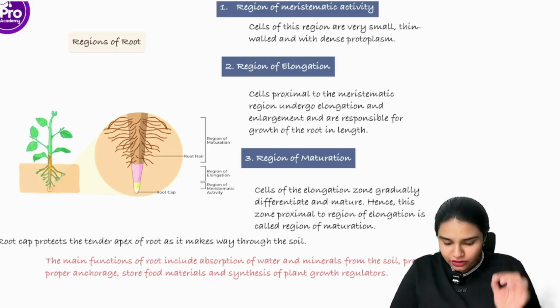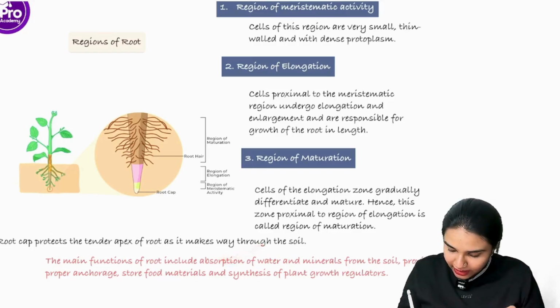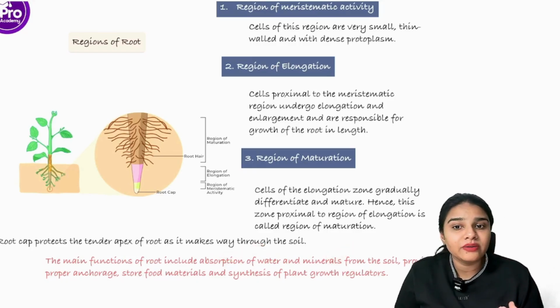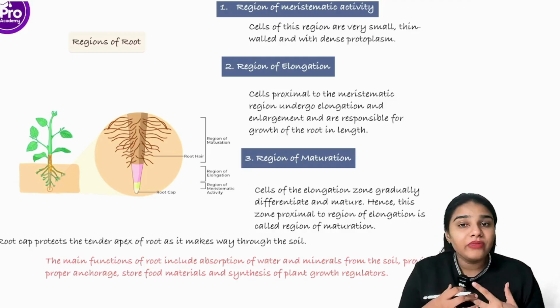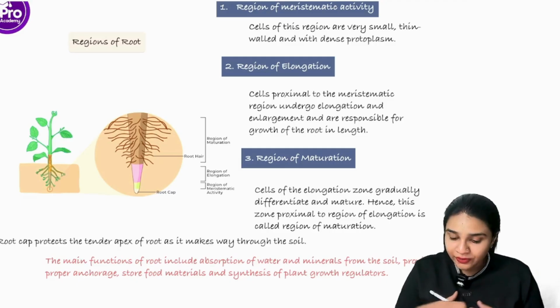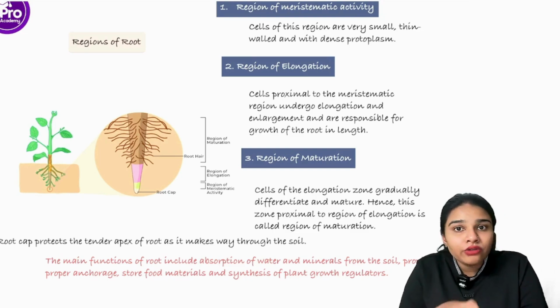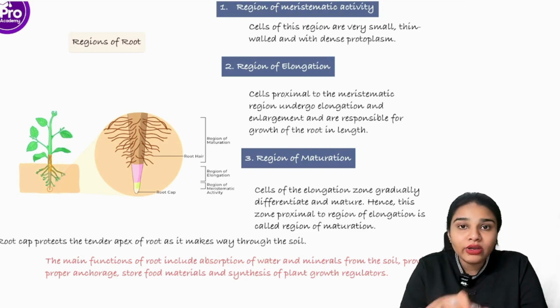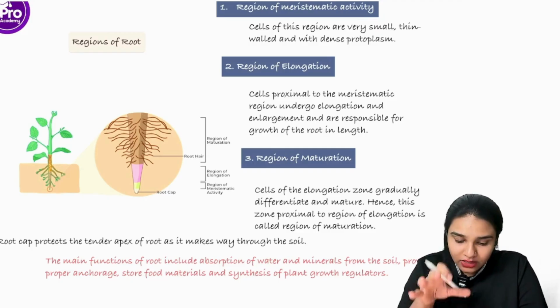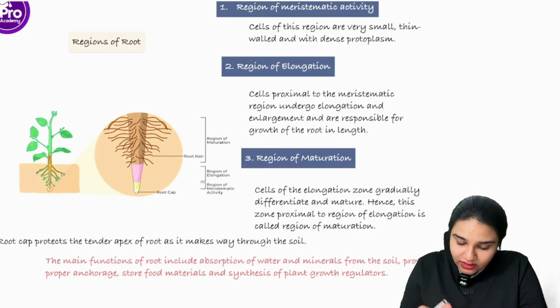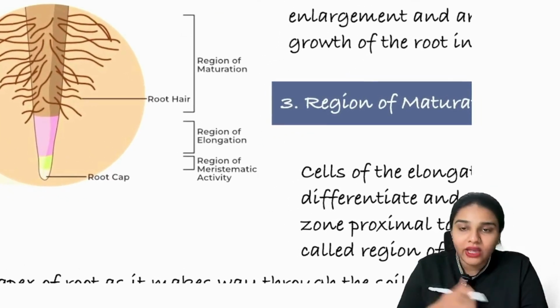You might have learned only two, right? Absorption of water and minerals, something that we learned in earlier classes. But there are many other functions for the root. We are now going to study the morphology of the root. We are going to look at the regions that are present on the root. There are basically three main regions.